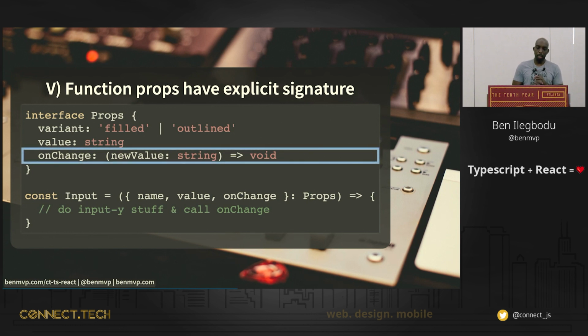So here it tells us that the function passes us one parameter, which is a string called newValue, and that function must not return anything. And that's what the void there means. So if we make changes or if we add a second parameter to onChange, things will blow up, things will fail, and we'll know why.